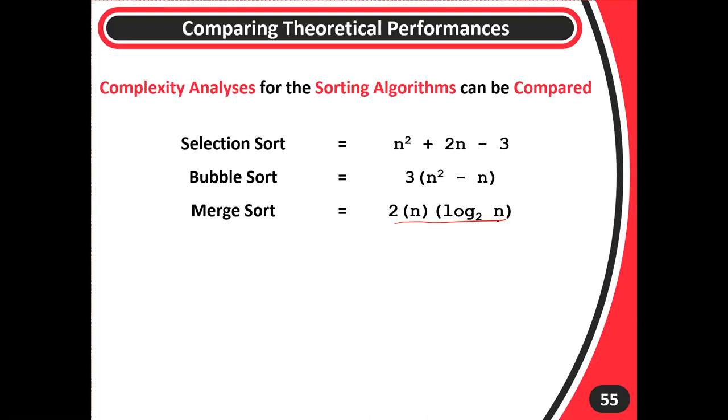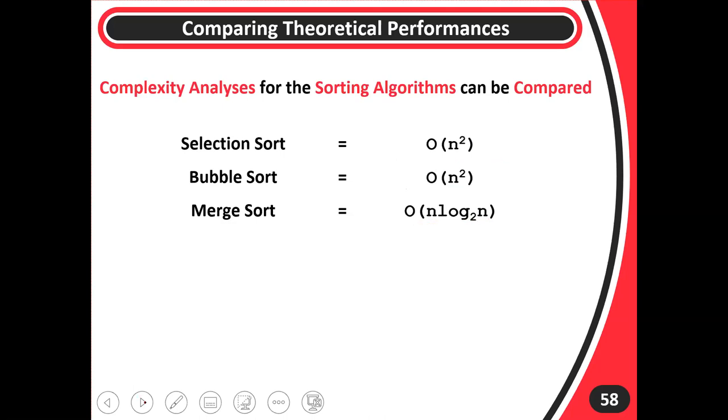N log n, right? So if you recall from earlier in the semester, we had selection sort, which was n squared plus 2n minus 3, and bubble sort, which was 3 times n squared minus 3n. So how do these compare? Well, we know that for big O notation, we ignore the lesser order terms and we ignore the constants. So these break down into O of n squared, and O of n log n.